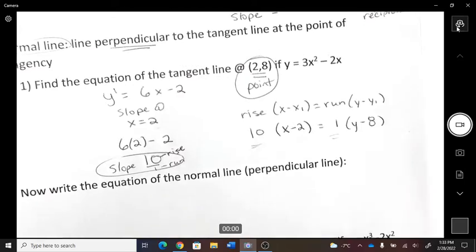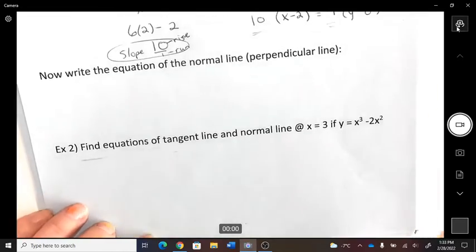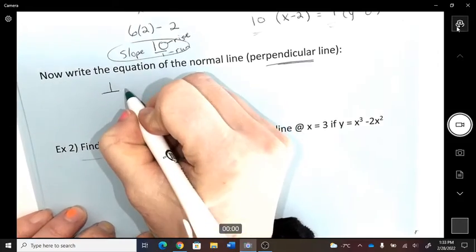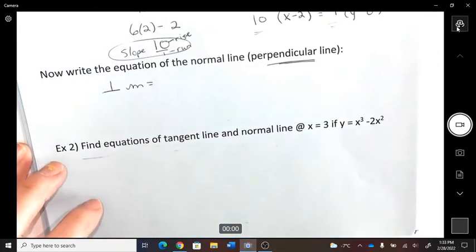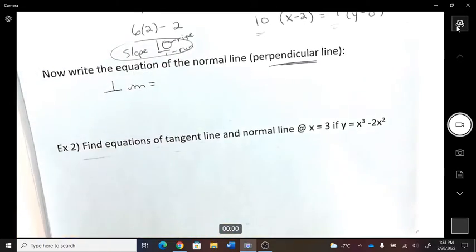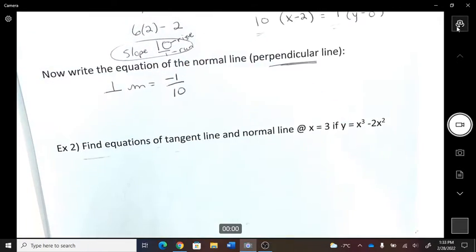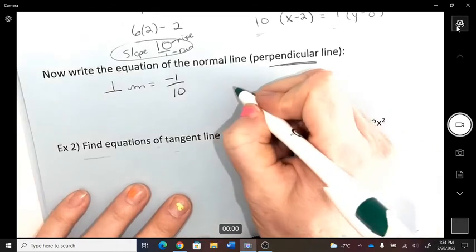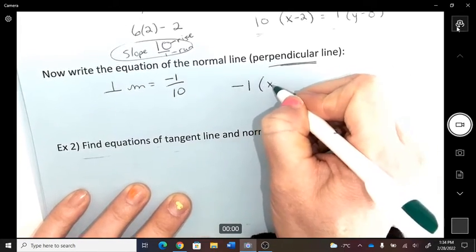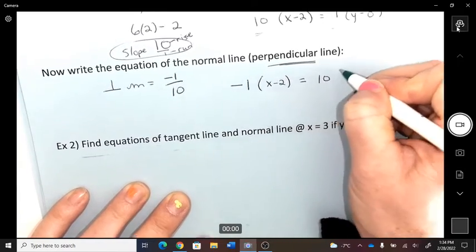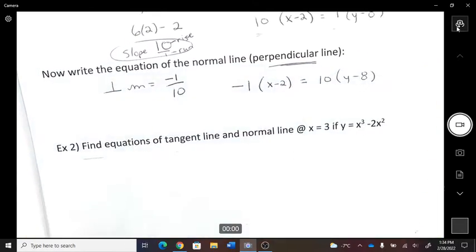Okay, now write the normal line. So the perpendicular line. So what is the perpendicular slope? If this was 10, our perpendicular slope is -1/10. Okay, I negated it and I flipped it. So that equation will be -1(x - 2) = 10(y - 8). Okay, I use the same point because it's going to be going through the same point.